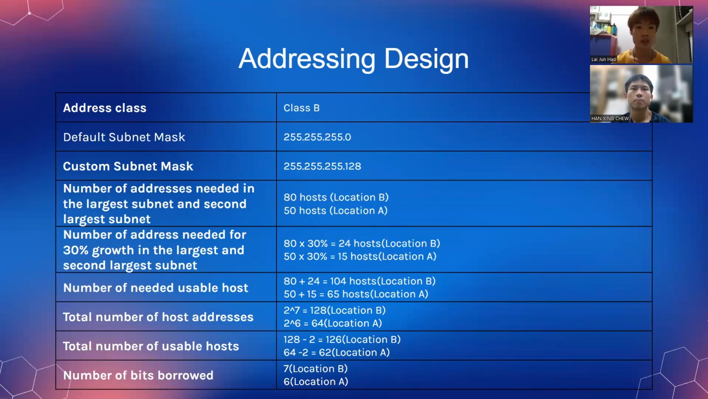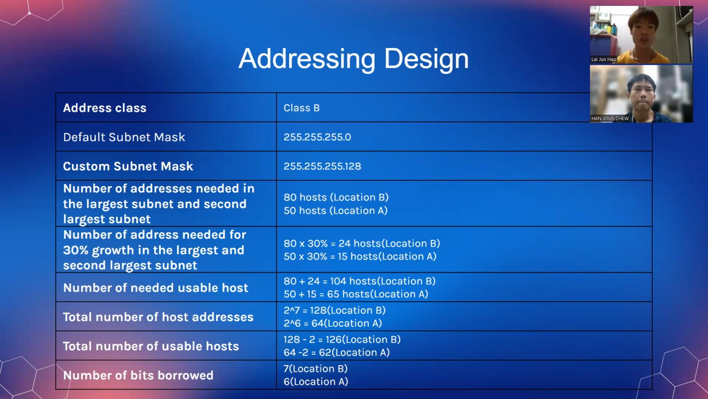Next slide. For the addressing design, the address class we chose is class B, and the default subnet mask is 255.255.255.0, and the custom subnet mask is 255.255.255.128. The number of addresses needed in the largest and second largest subnets is 80 hosts in location B and 50 hosts in location A.